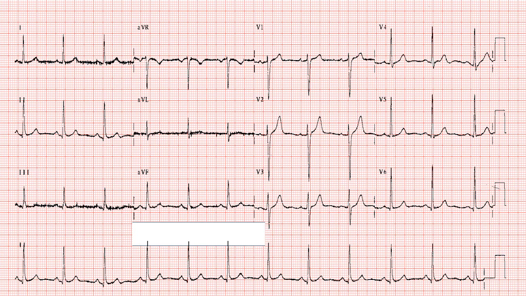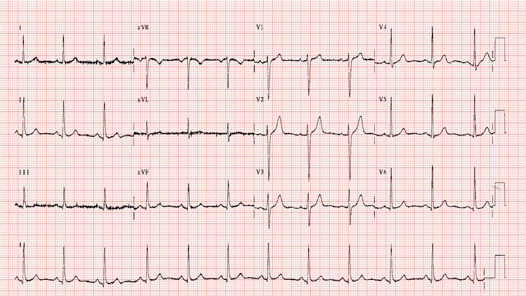Now for you to calculate the rate, pick 2 QRS complexes and count the number of small squares between them. So I tend to do 1, 2, 3, 4, that's 20. Then the extra small squares, 1, 2, that's 22. So we have 22 small squares between them.